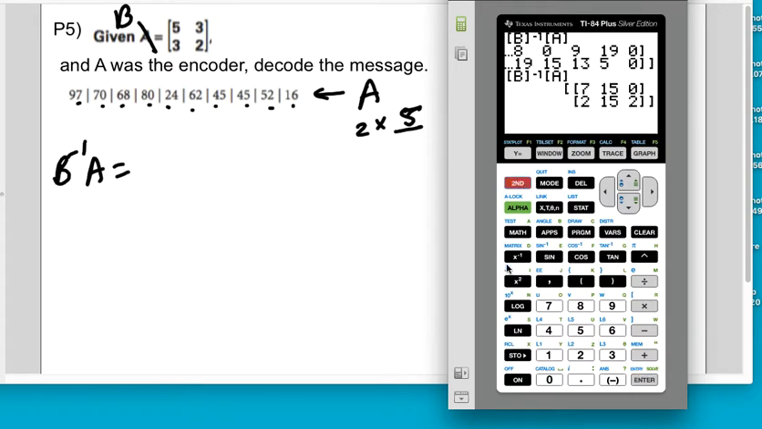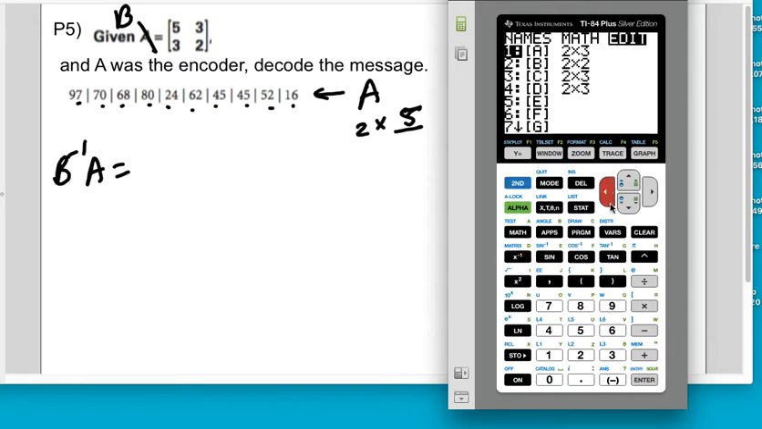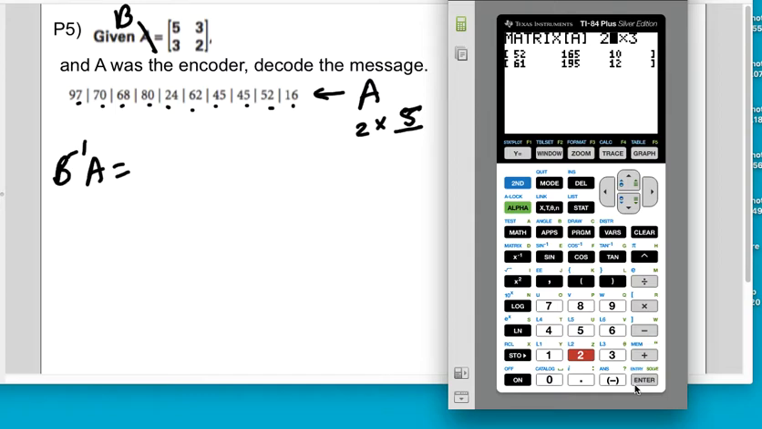So second matrix, I'm going to go over to edit. I'm going to make a 2 by 5, right? I'm going to do 97, 70, 68, 80, 24, and that should be the end of that row. And then 62, 45, 45 again, 52, and 16. And I double check that they're all right?